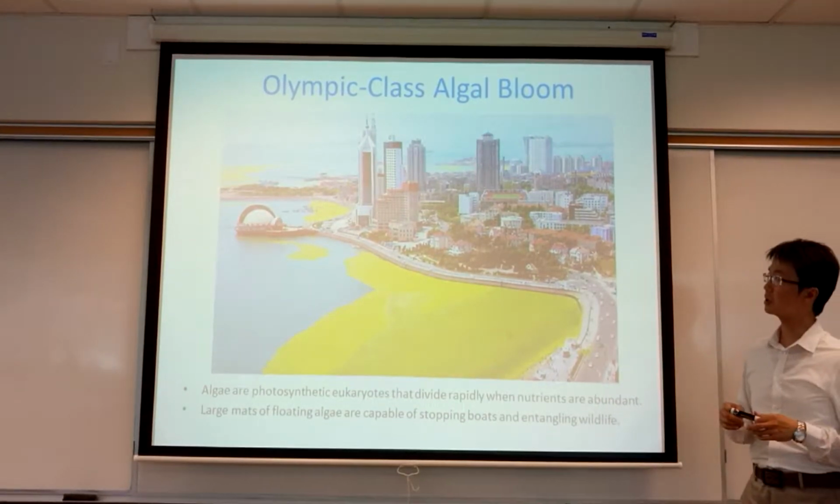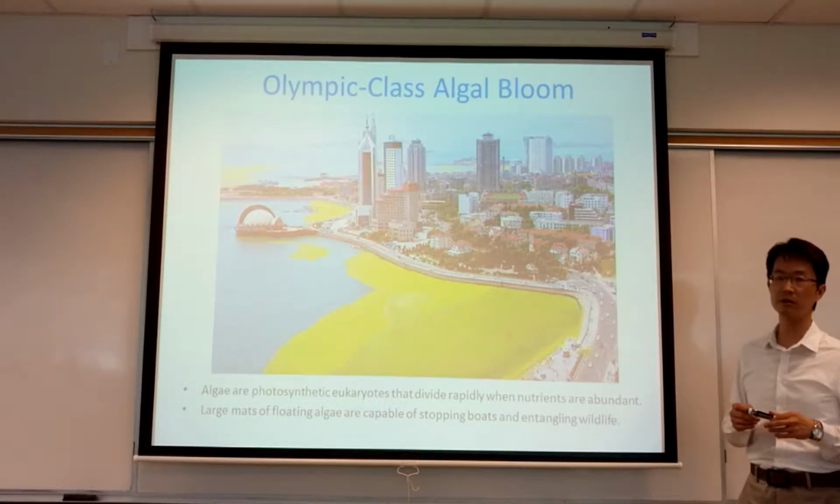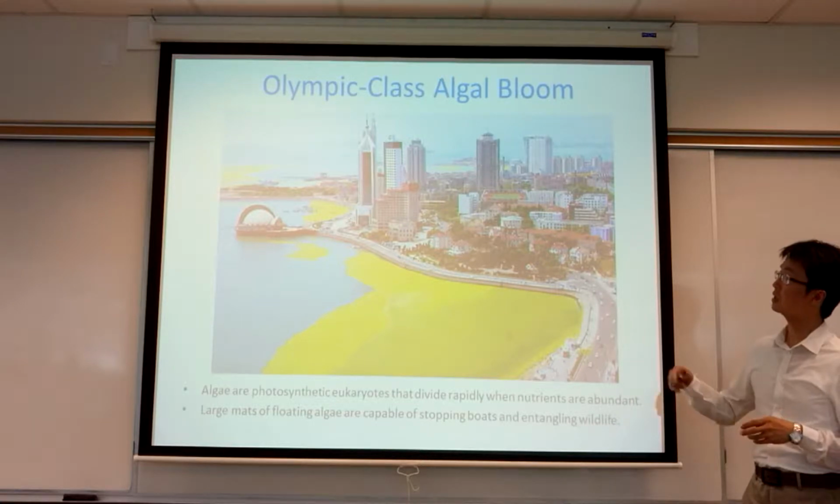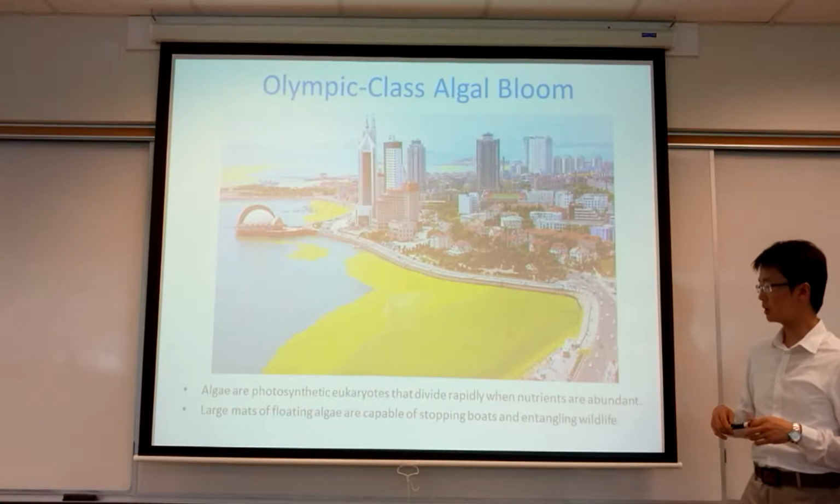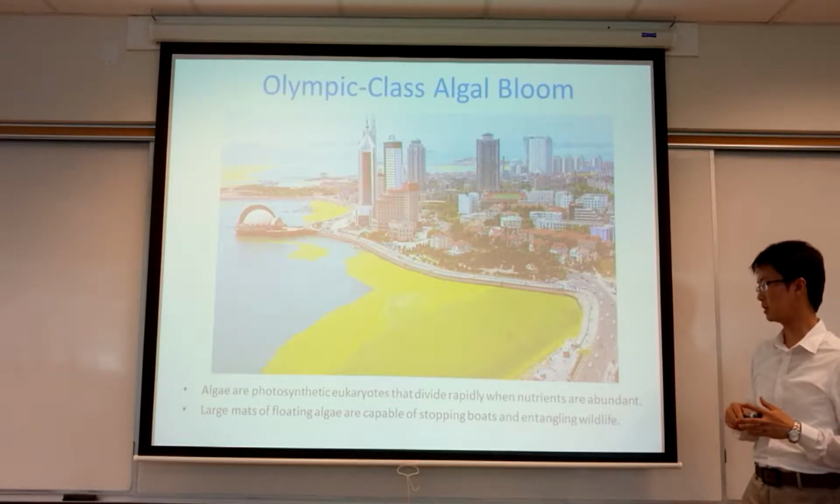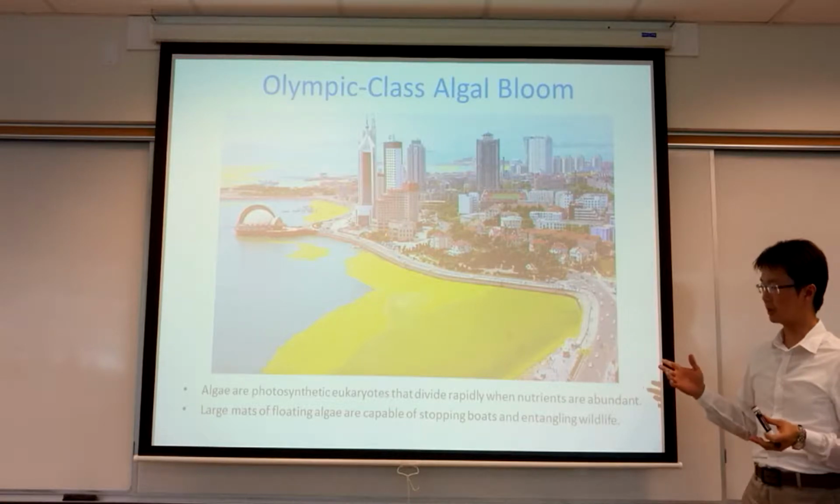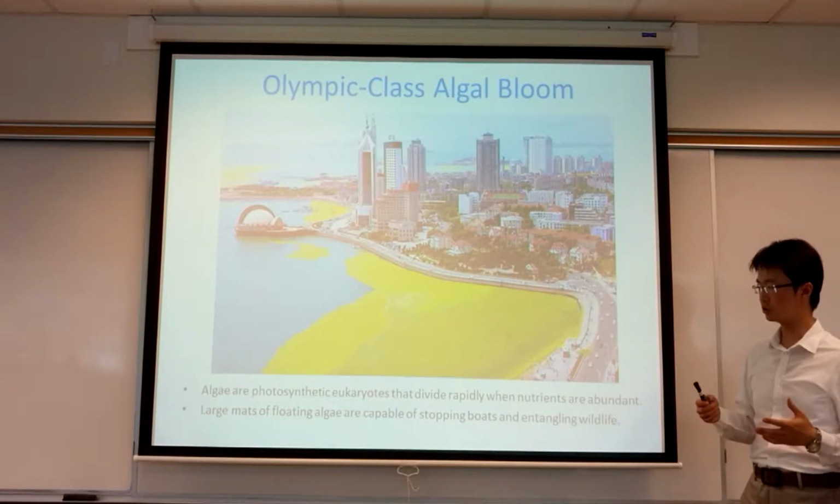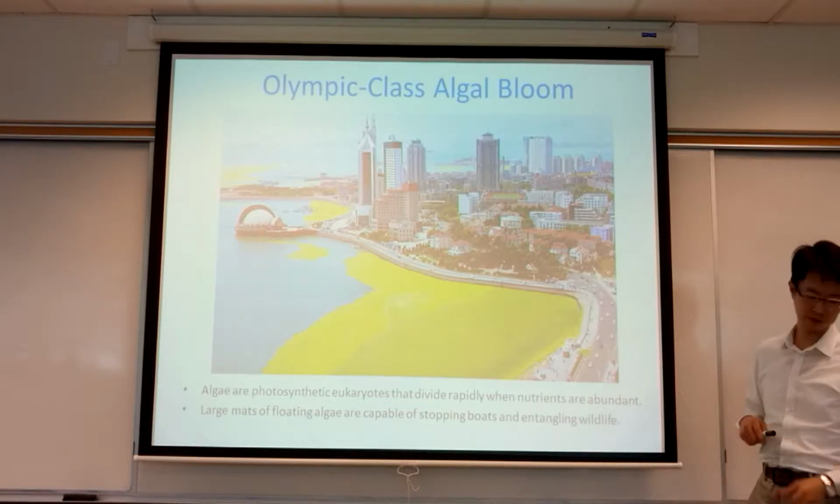This picture was taken at the Olympics that was held in Beijing, I believe. And what happened is that there was an algal bloom here in China. We want to know what happened to them. What causes the algal bloom? Of course, it's the pollution. How can algae grow so fast, and what happened to them?